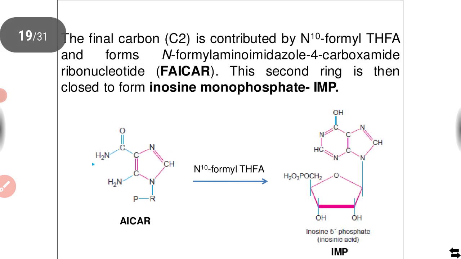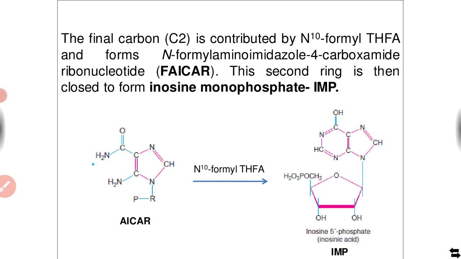What is the next step? After addition of N1, now C2 is added. This carbon is from the one carbon group, which is N10 formyl tetrahydrofolic acid. So carbon is added from N10 formyl tetrahydrofolic acid to form C2 of the purine ring. The product formed is inosine monophosphate. Now what we have is the parent purine nucleotide, which is inosine monophosphate.